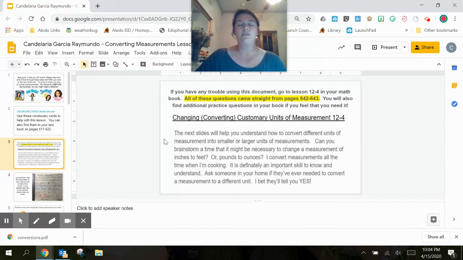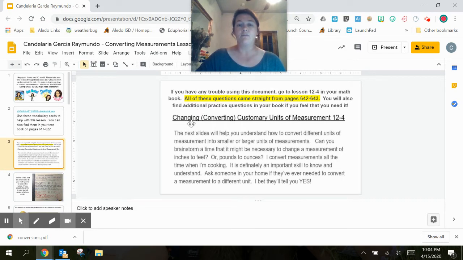The next page, this part's really important. It says if you have any trouble using this document, just go to lesson 12.4 in your math book. I believe that it's still in there. I know that we did a couple of these lessons right before the break, but I don't remember if we pulled them out of our books or not. All the questions in this slideshow I pulled straight from the textbook in hopes that you would have a resource to look back on in case you had trouble.